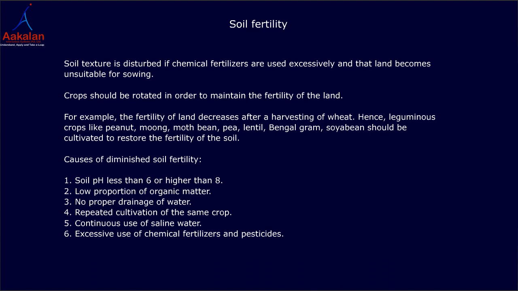Causes of diminished soil fertility. First, soil pH less than 6 or higher than 8. Second, low proportion of organic matter. Third, no proper drainage of water. Fourth, repeated cultivation of the same crop. Fifth, continuous use of saline water. Sixth, excessive use of chemical fertilizers and pesticides.